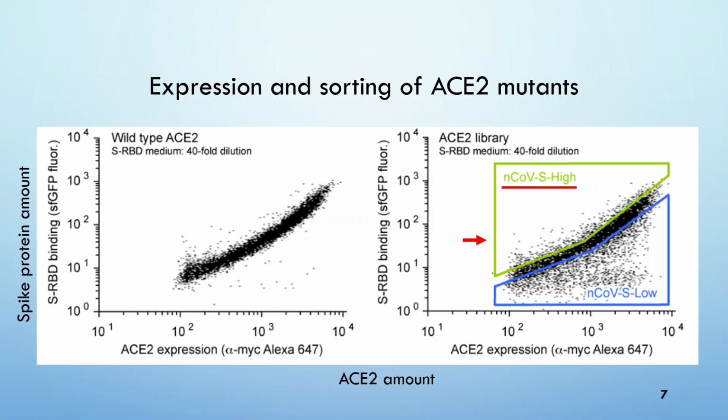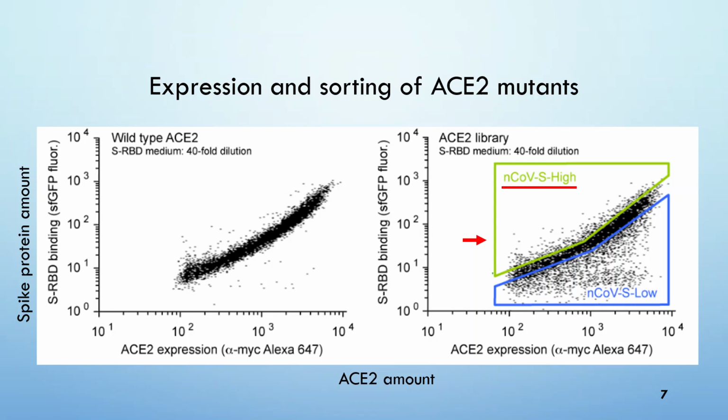So here are the results. Firstly, flow cytometry. After expression of the plasmid library is shown, each dot here represents one cell, and the amount of ACE2 and spike protein on each cell is measured as shown on the axis. The left graph is cells transfected with the wild type ACE2. The right is with the library of 2,340 plasmids, so containing one mutation each.